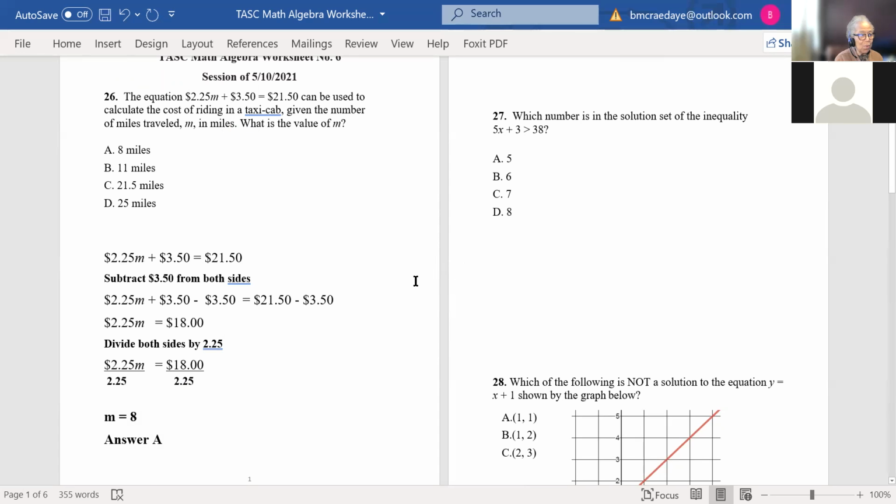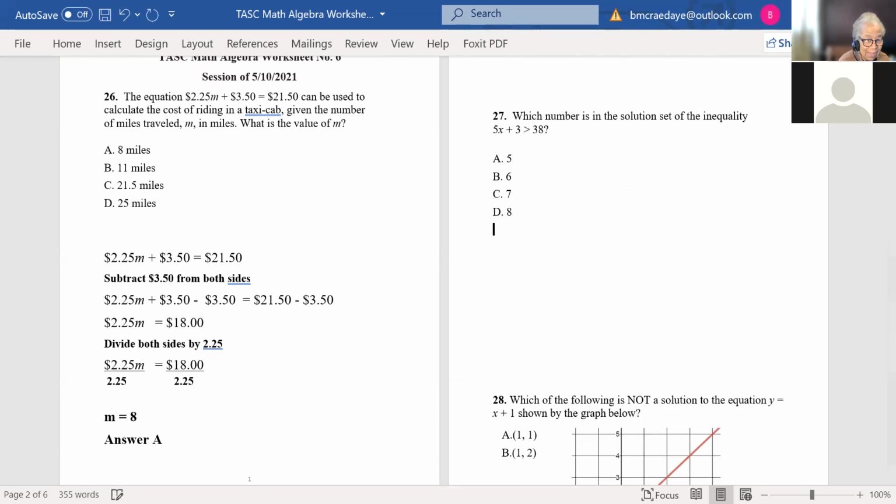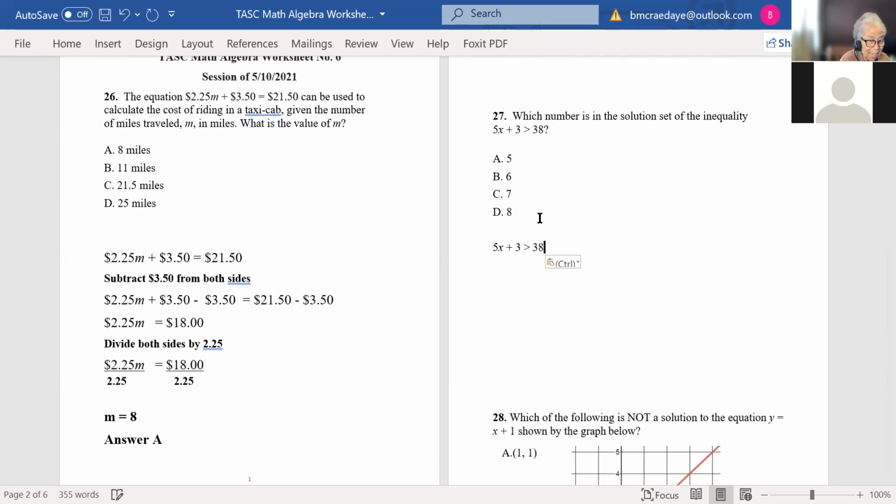Okay, that was 26. Now, Maureen, you can do 27. I want you to do 27. In other words, you're solving for X. Solve that inequality for X.